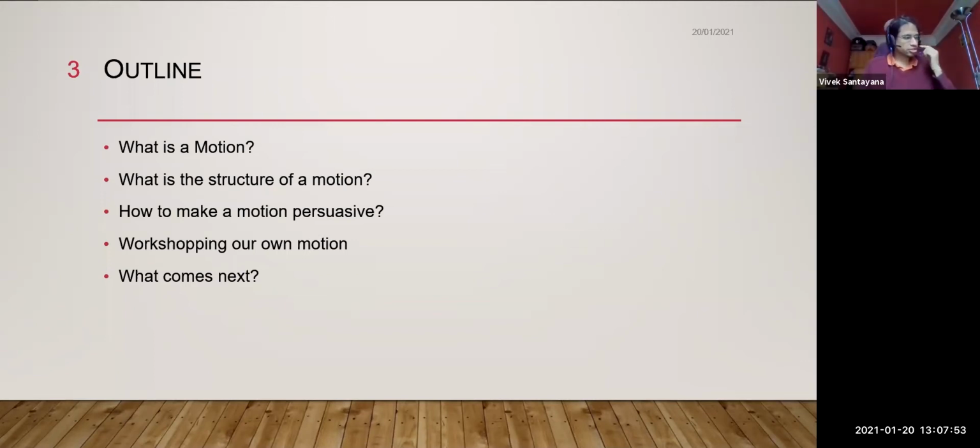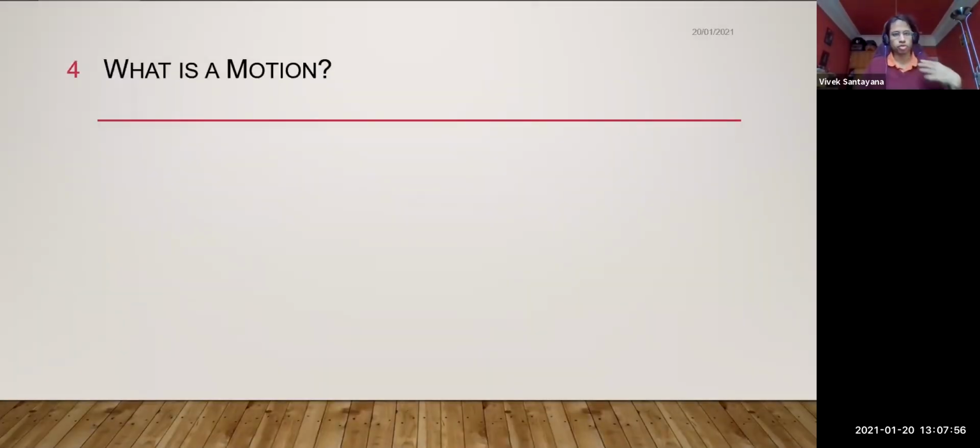So just to start us off, I'm going to talk about what a motion is. Now, this is honestly fairly simple once you get behind the jargon. A motion is the basic instrument through which our union's democracy works.